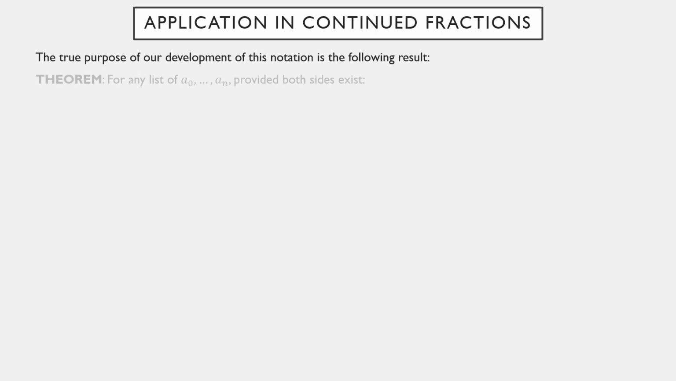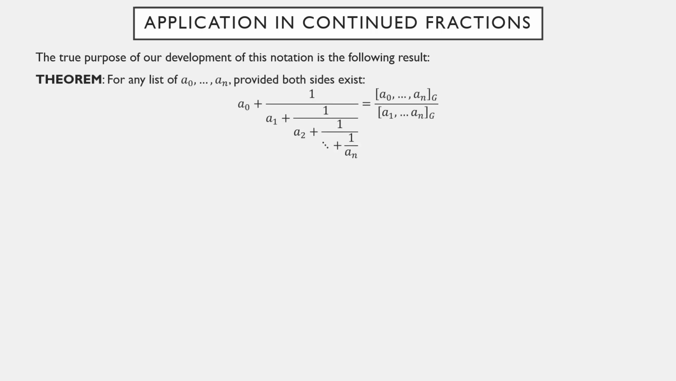Now, what's the point of all this discussion of Gaussian brackets? For us, it's going to be the following result. Suppose you have a list, A0 through AN. Provided both sides here exist, they are equal. On the left, we have the continued fraction A0 plus 1 over A1 plus 1 over A2, etc., etc. And on the right, we have the ratio of the Gaussian brackets A0 through AN by A1 through AN.